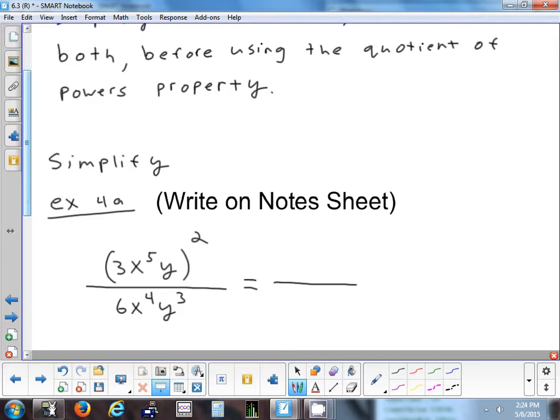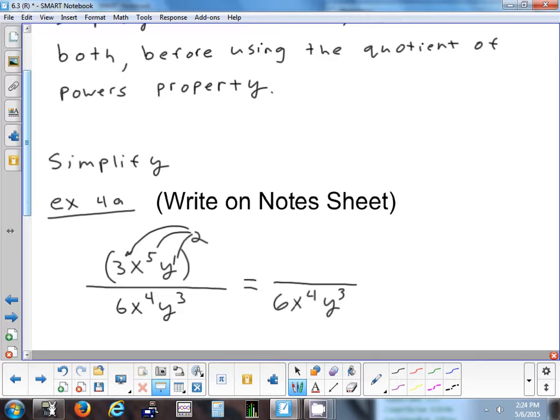Okay, so for now, you can't do anything with the bottom. So just copy it over. Nothing's going to change with the bottom yet. But the top we can do something with. What do we do with this 2? We did this yesterday. Yeah, we're going to raise a power to a power. Power to a power.